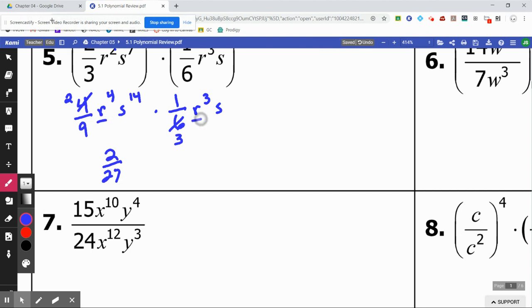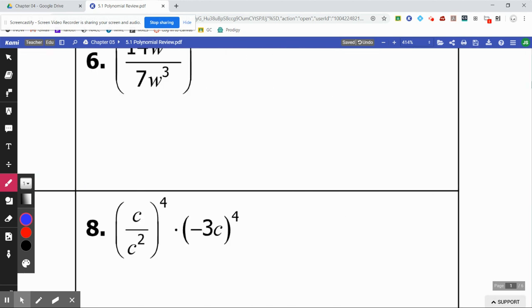Now let's count your R's. There are 7 of them. And count your S's. 14 and 1 gives you 15 S's. Number 6.